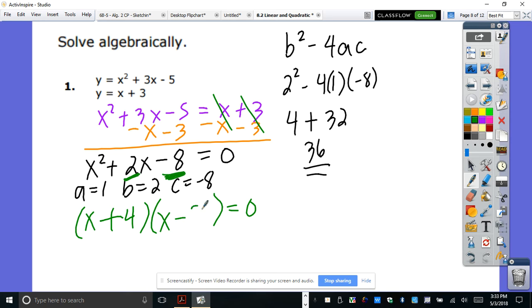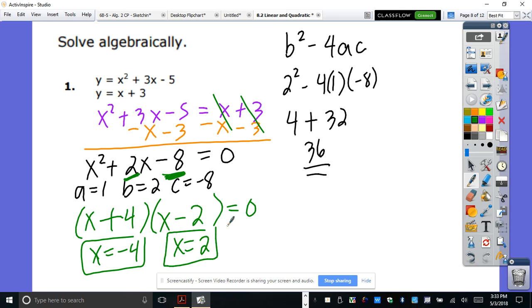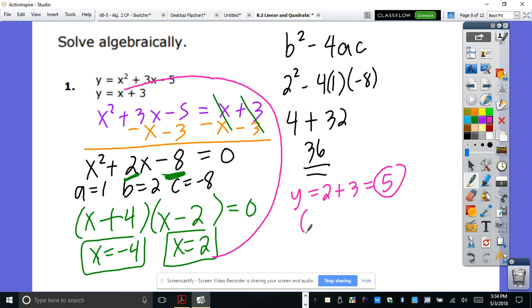Plus 4 minus 2. So therefore, x is equal to negative 4. x is equal to positive 2. Although here we don't stop, we need to plug in the negative 4 and 2 respectively to the equation. You can put the 2 in any of these two, but I chose to do it here. I think it's easier. So y is equal to 2 plus 3. The answer is 5. So therefore, one of my answers will be 2 comma 5.